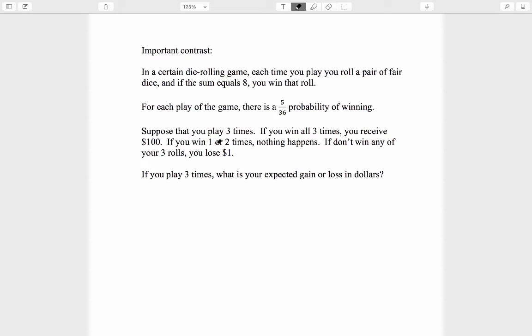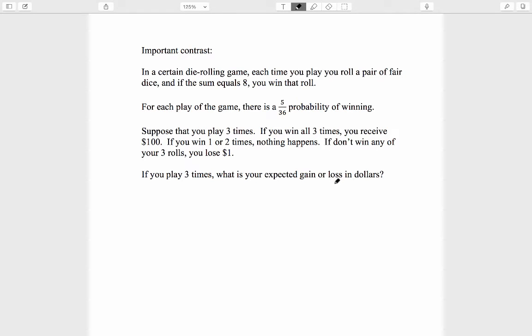If you win all 3 times, you receive $100. If you win only 1 or 2 times, nothing happens. And if you don't win any of your 3 rolls, then you lose $1. There is no entry fee to play this game. These are the only dollar amounts that are involved. We can ask, if you play 3 times, what is your expected gain or loss in dollars? That is a different question from what is your expected number of wins.